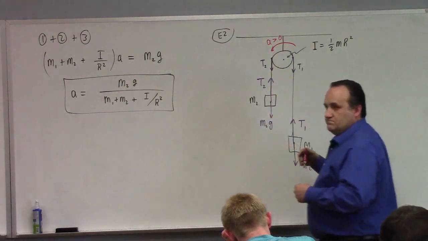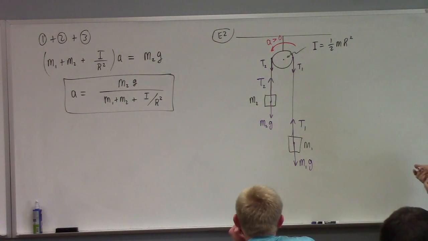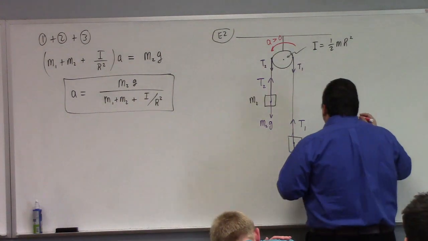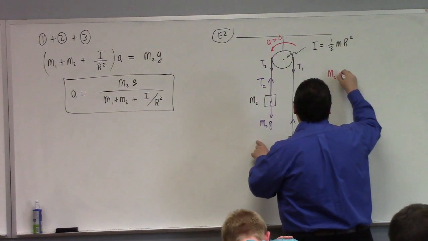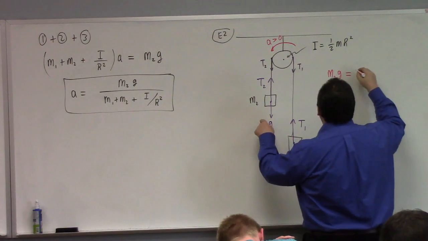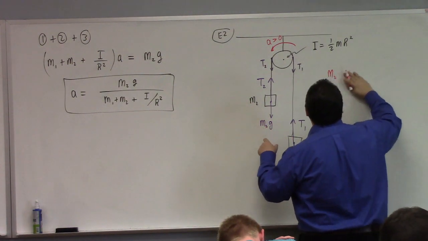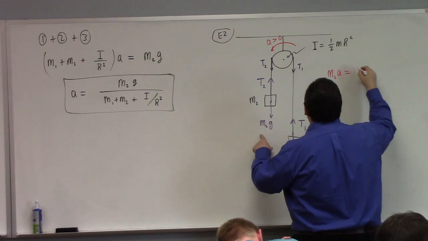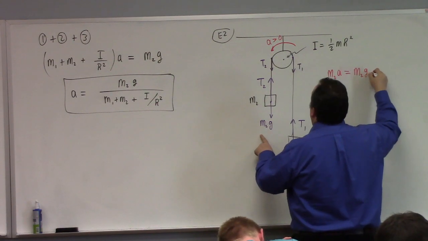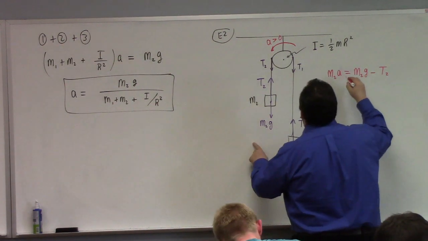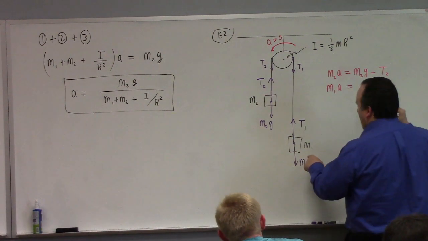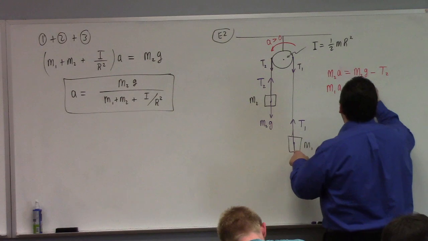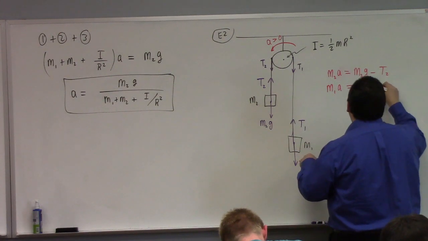Okay? So with that choice of sign, M2A is equal to M2G minus T2. And then on M1, we have M1A is equal to T1 minus M1G.